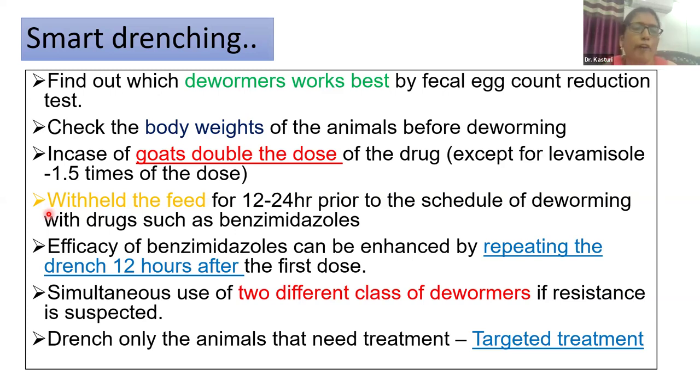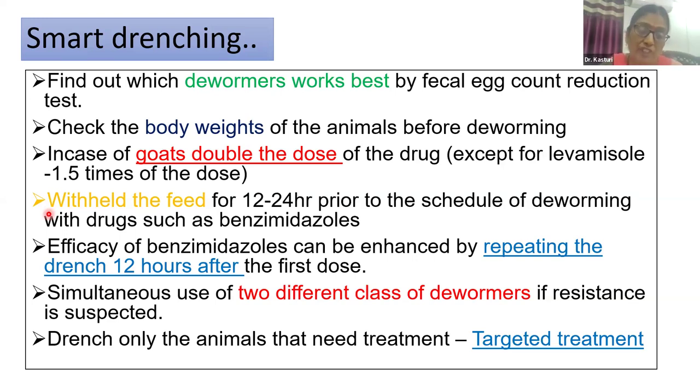Withholding of feed, or off feeding of the animals, for 12 to 24 hours prior to the schedule of deworming. This off feeding of the animals prior to deworming is essential because in the animals which are off fed, the intestinal transit time is increased. So increased intestinal transit time means the drug is traveling in the intestinal tract for more time. So increased intestinal transit means increased time for which the drug is remaining in the body.